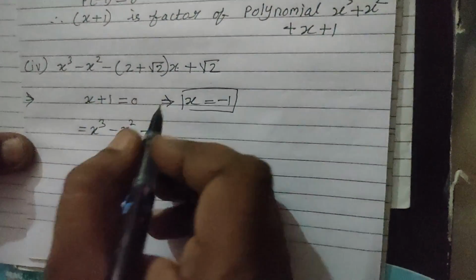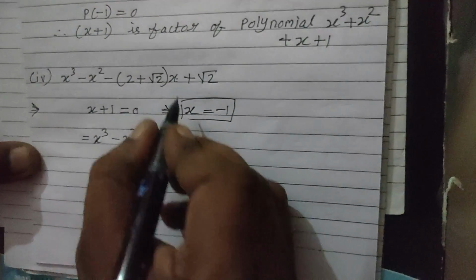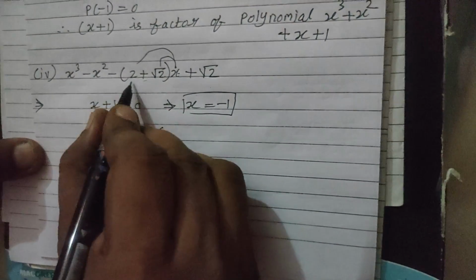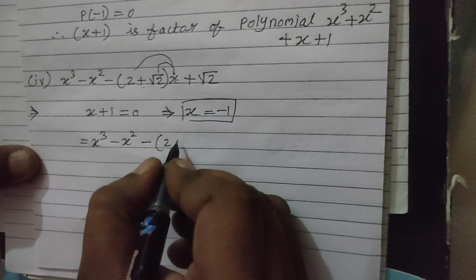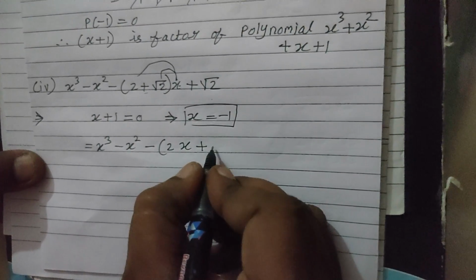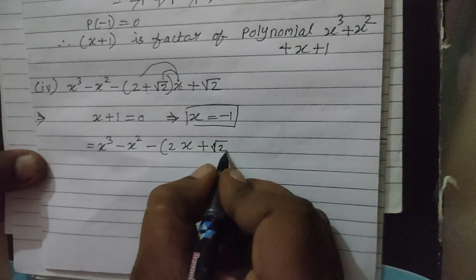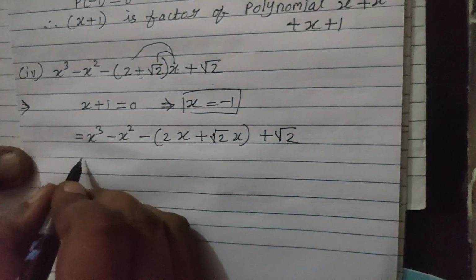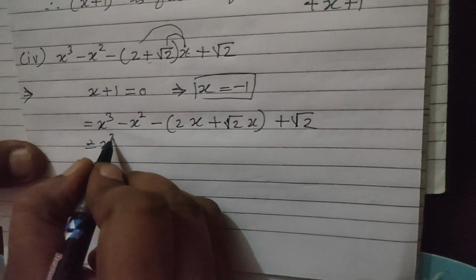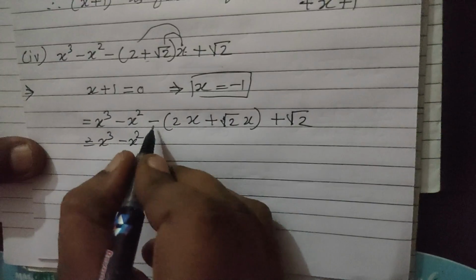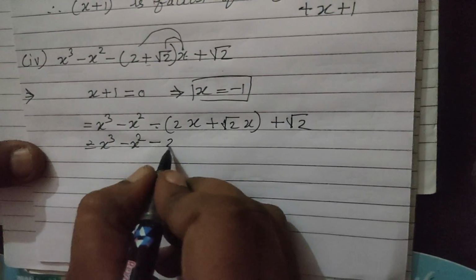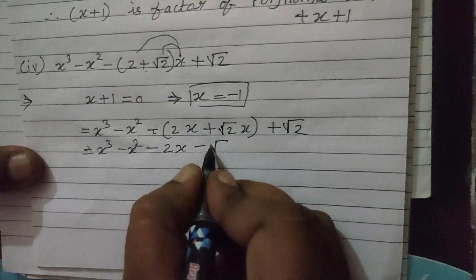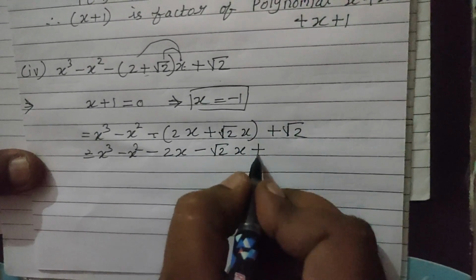Now here the bracket is there, so by the distributive property, this x will get multiplied with both the terms inside the bracket. So this will become 2x plus root 2x, and in brackets, then root 2. Then see here, x cube minus x square. Now open the bracket, minus into plus, minus 2x. Here minus into plus, minus root 2x plus root 2.